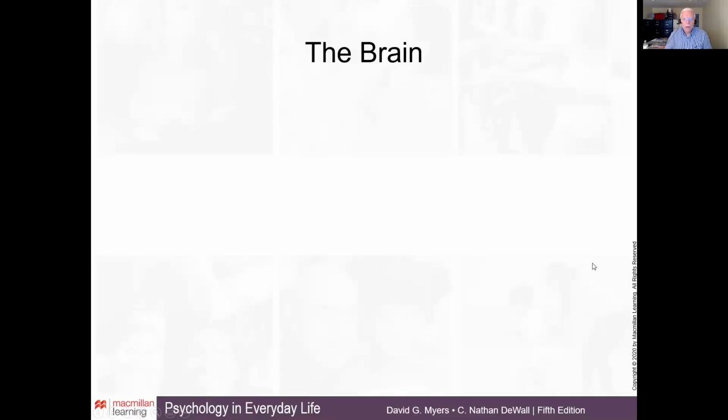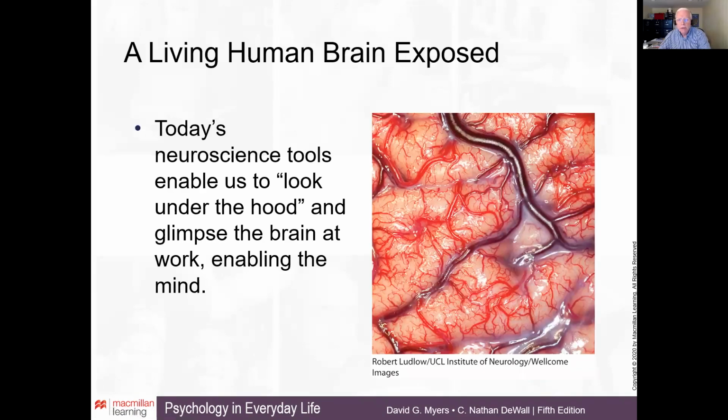Hello, today we're going to explore the brain. Here we see an actual picture of the outer surface of the brain. We can see the convoluted areas that make up the outer layer of the brain called the cortex. We can see the vessels that supply blood to our brain.